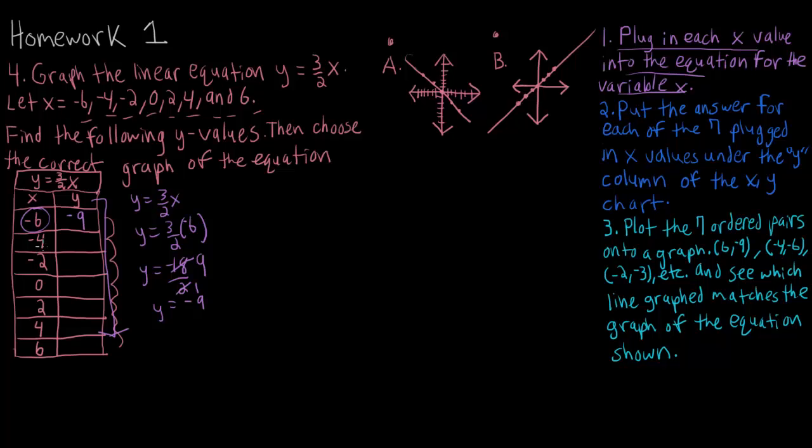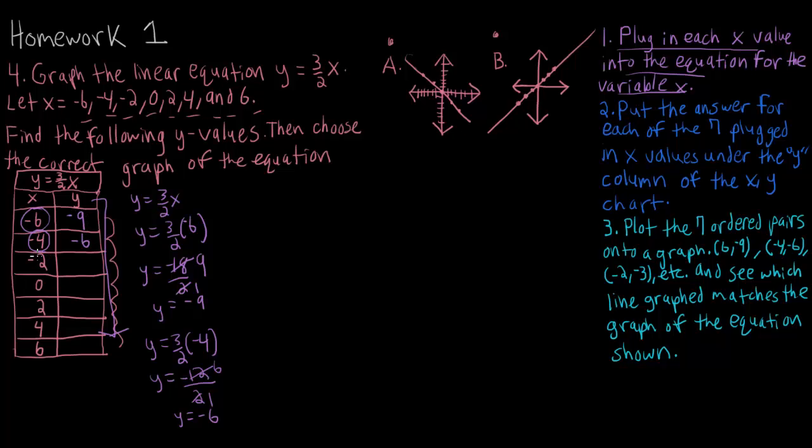Now let's go ahead and plug in our next x value, which is -4. So we have y equals 3 over 2, and then -4. 3/2 times -4 is -12. 3 times -4, -12 over 2. And then 2 goes into itself 1, 2 goes into -12 6 times. y equals -6. And then we go ahead and put -6 into our y column.